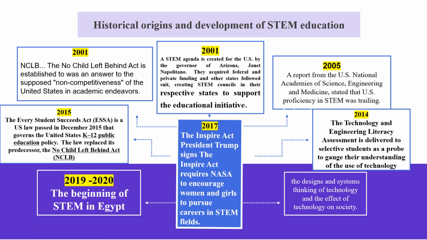And the last stage here, in 2019 and 2020, is the beginning of STEM education in Egypt and the twinning between the USA and Egypt governments, which generates the programs of STEM education and how we can apply STEM education in our country, in our high schools and universities. These were the historical origins and development phases of STEM education.